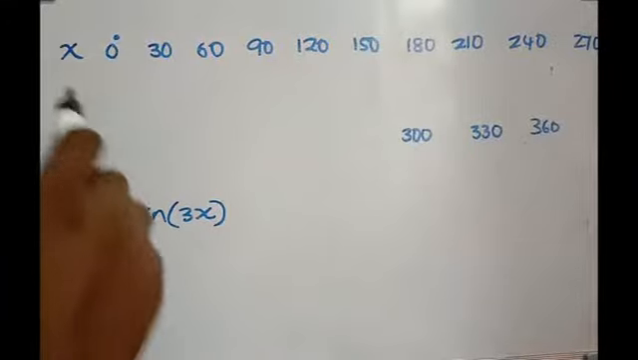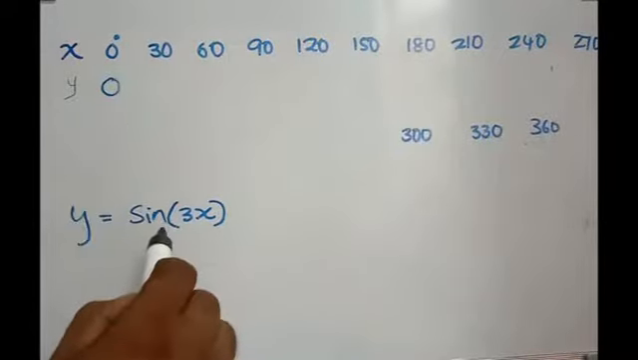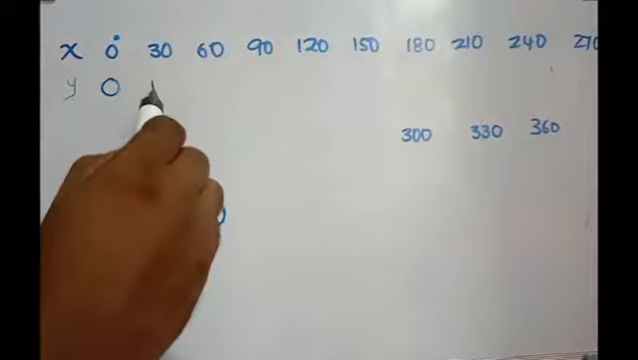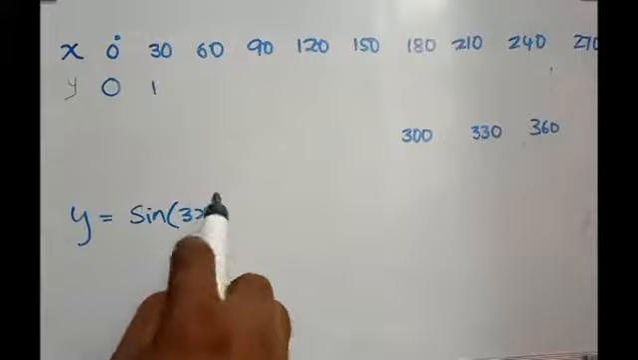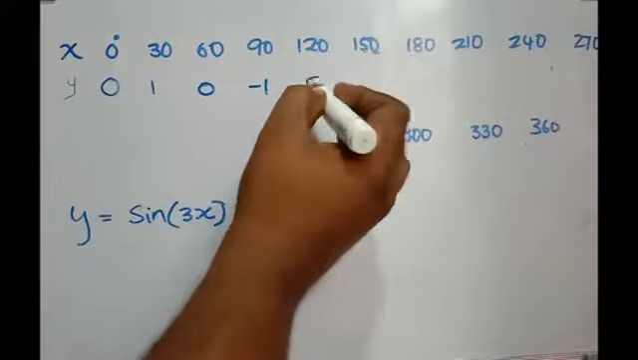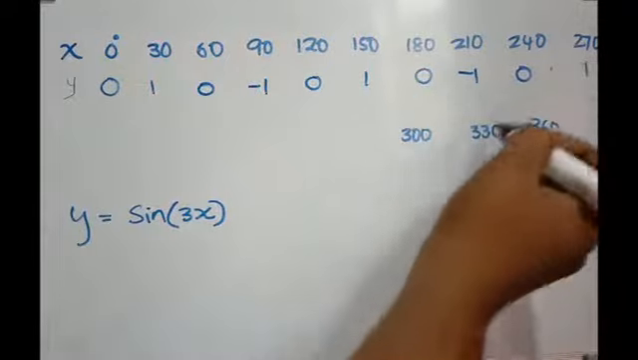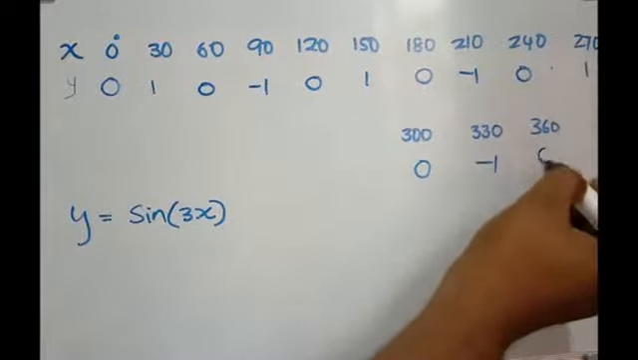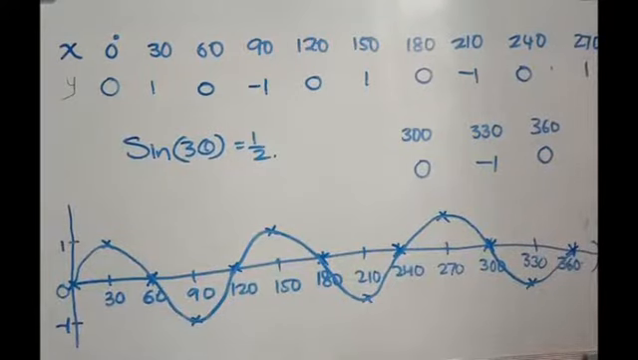So when you substitute the value of x as 0 in y equals sine 3x, we get sine 3 into 0, so the first value of y is sine 0, which is 0. Sine 3 into 30, that means sine 90, which is 1. Sine 3 into 60, that is sine 180, again 0. Then 270 gives minus 1, then 0, 1, 0, minus 1, 0, 1, 0, minus 1, 0. We get the values in such a way. Now let's make the graph of this. When you prepare the graph of this particular question, it forms in this way.